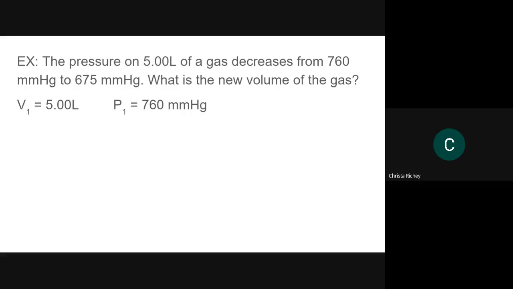All right, so the pressure on 5 liters of a gas decreases from, the word from means the 760 millimeters of mercury is my first pressure. To, the thing it's going to, is going to be the second pressure, which is 675 millimeters of mercury. The 5 liters goes with the 760. So if this is my P1, then this is my V1, and then I am solving for V2.